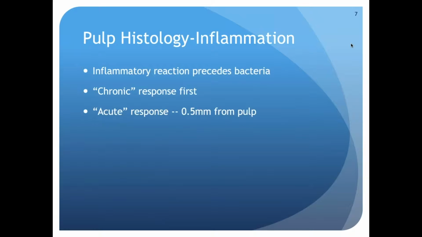So I'll talk a little bit about inflammation. As a carious lesion progresses towards the pulp, you're going to have an inflammatory reaction. Interestingly, for caries, you actually get a chronic response as your first inflammatory response, and you don't get your acute response until you're about 0.5 millimeter from the pulp.